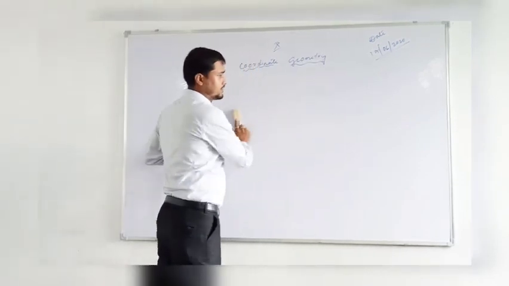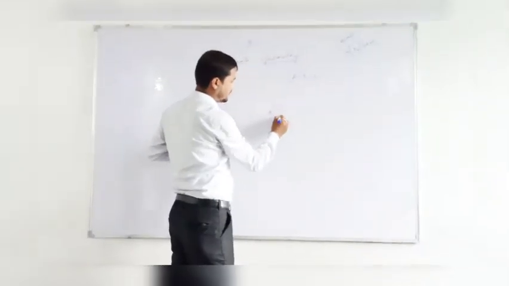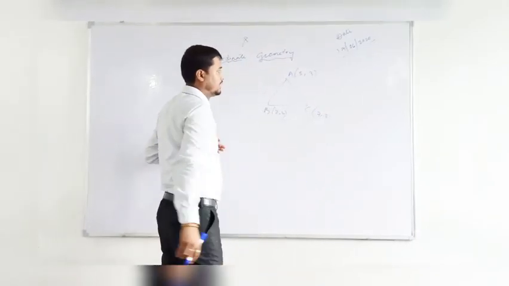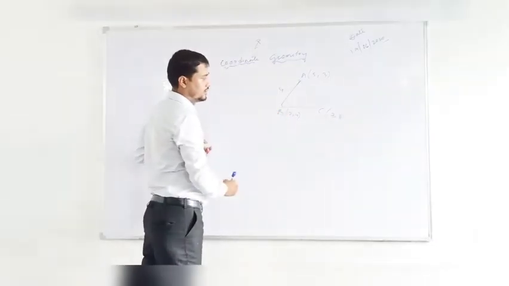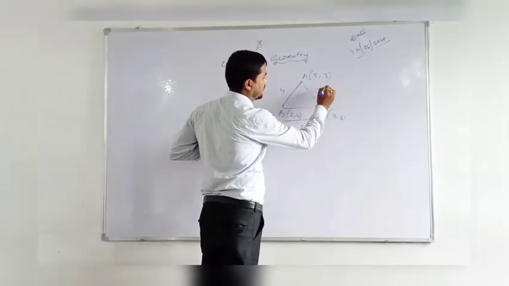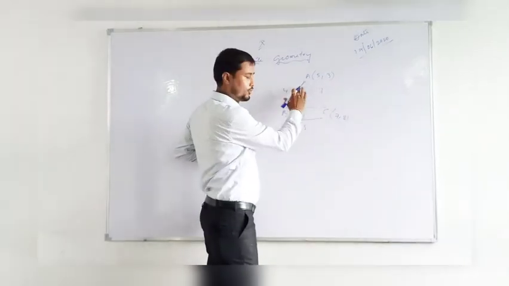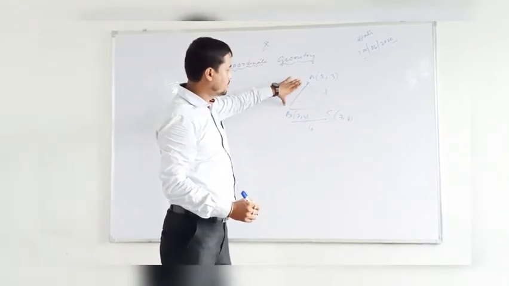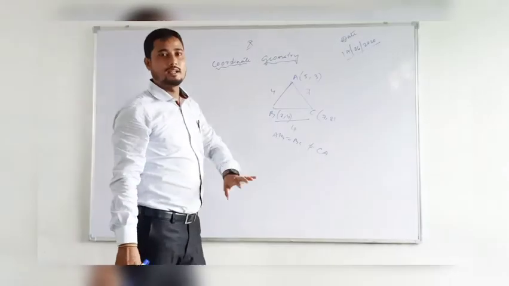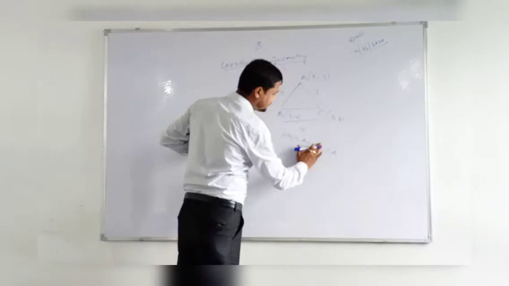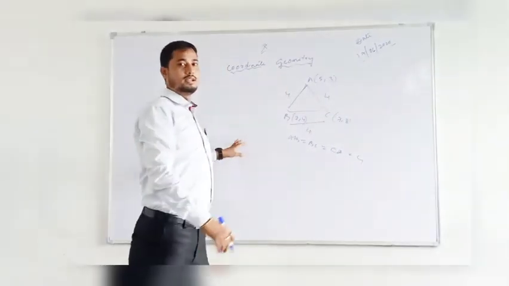Then another question. Suppose in triangle ABC, A is 5, 3, B is 7, 4, and C is 7, 8. Whether it is an isosceles triangle or not. First of all, find the distance of AB, suppose 4, distance of BC suppose 5, and distance of AC suppose 7. Now, is it isosceles or not? No, it is a scalene triangle, because the distances are 4, 5, 7. If AB equals BC, two sides are equal, then we can write AB equals BC, not equal to CA, and it is an isosceles triangle. If it is an equilateral triangle, then AB equals BC equals CA equals 4, and we can write it is an equilateral triangle.